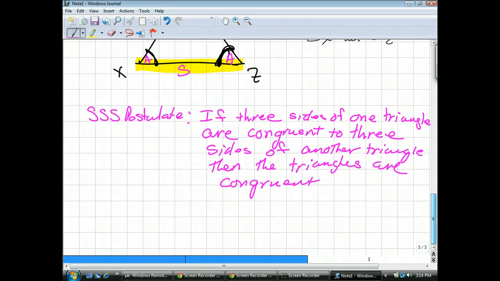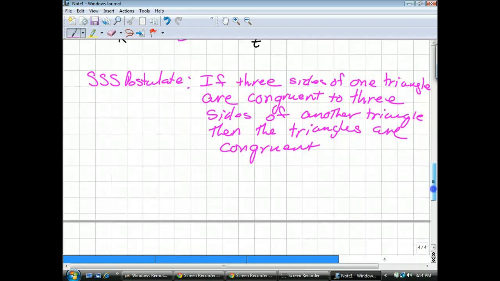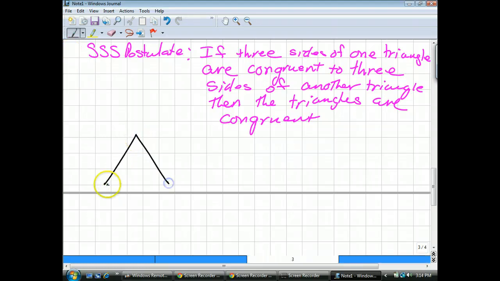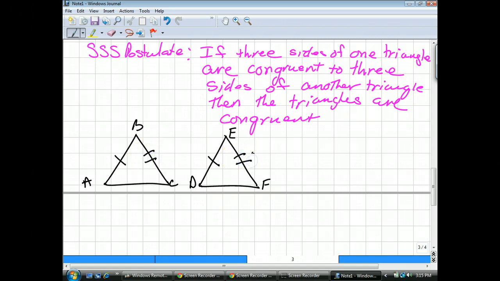Okay, so this first postulate tells us that we don't need to know all six pairs of corresponding parts of the triangle are congruent. We only need to know about the three sides. So if this is triangle ABC and triangle DEF, if I know that AB is congruent to DE, and BC is congruent to EF, and AC is congruent to DF, then I can say triangle ABC is congruent to triangle DEF. Okay, so it's sufficient to know that all three corresponding sides are congruent to say that the triangles are congruent.